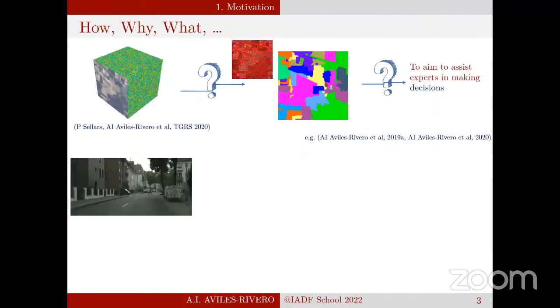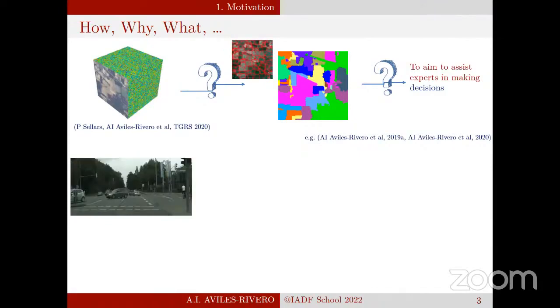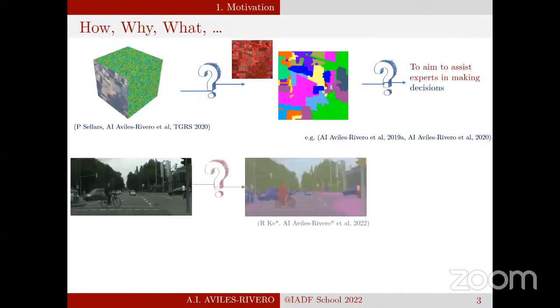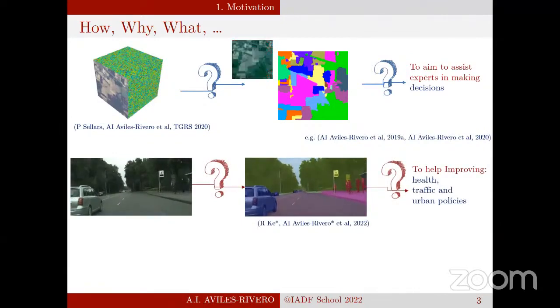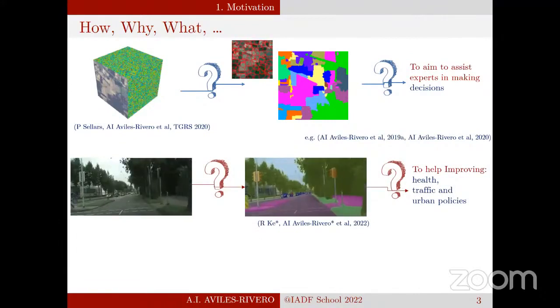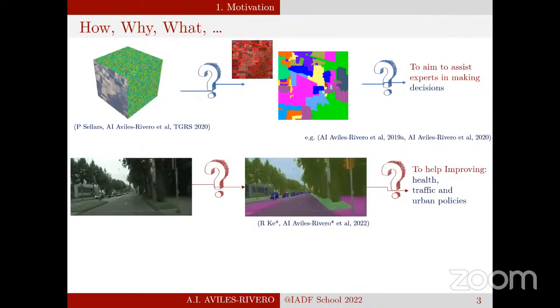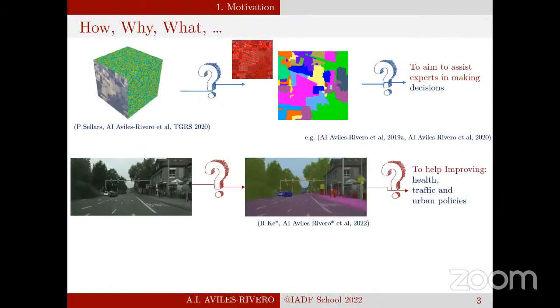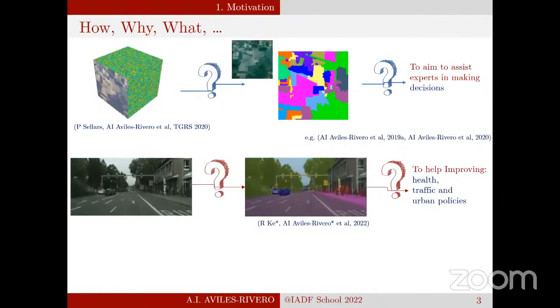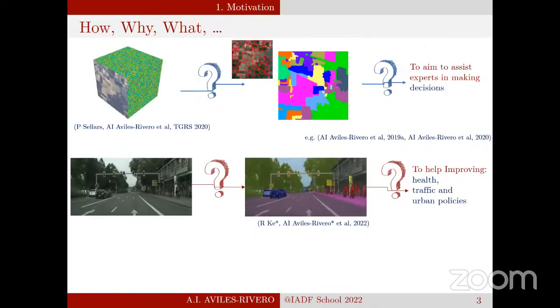And again, this is not only about hyperspectral data; every single type of data has grown exponentially. Another example is urban-level video that you can see here. The question is why we need to analyze that. Here the example is semantic segmentation, and the main goal is to help policymakers make better decisions or better policies in terms of health, traffic, and urban planning.